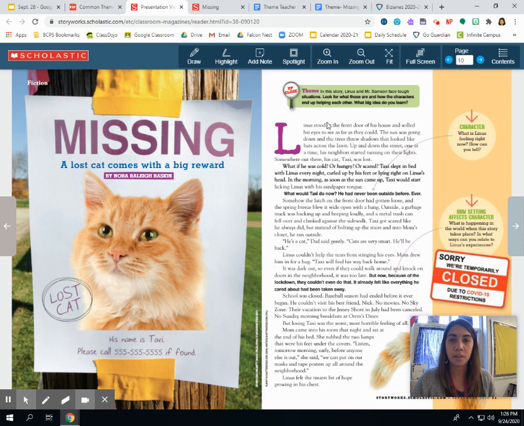Linus stood at the front door of his house and willed his eyes to see as far as they could. The sun was going down, and the trees threw shadows that looked like bars across the lawn. Up and down the street, one at a time, his neighbors started turning on their lights. Somewhere out there, his cat Taxi was lost.